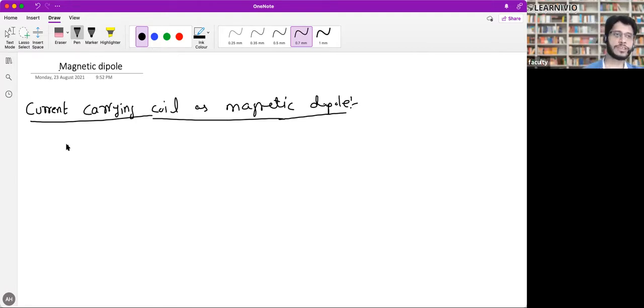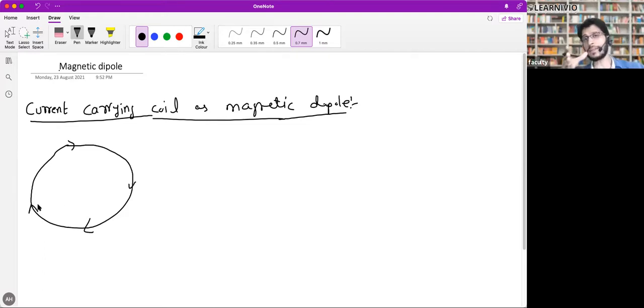So the first thing is, if you have a current carrying coil, then that coil will act as a dipole. If it is acting as a dipole, then it should have a north pole and a south pole. To decide where the north pole of the coil is and where the south pole is, this is the coil. If the current is going clockwise, you take a coil, just look at the coil. If you see that the current at the top face is clockwise, then the top face will behave as south.